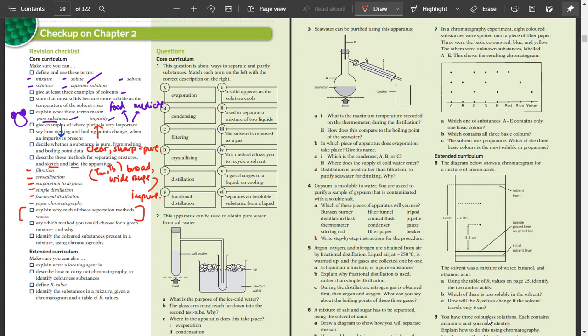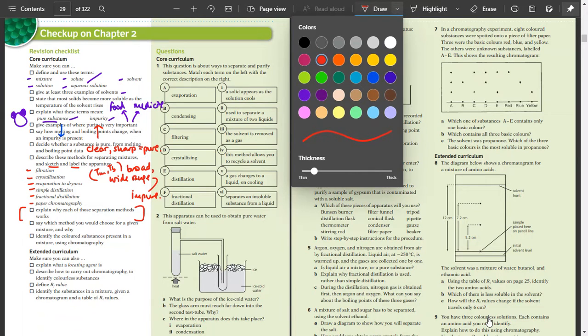Say which method you would choose for a given mixture and why. So remember that table that we went through. Say, for example, if we needed to separate out a solvent from a solution, you would use simple distillation. Okay, there's about 6 of them that you need to take yourself through. And what else do we need to know? Say which method, we've done that.